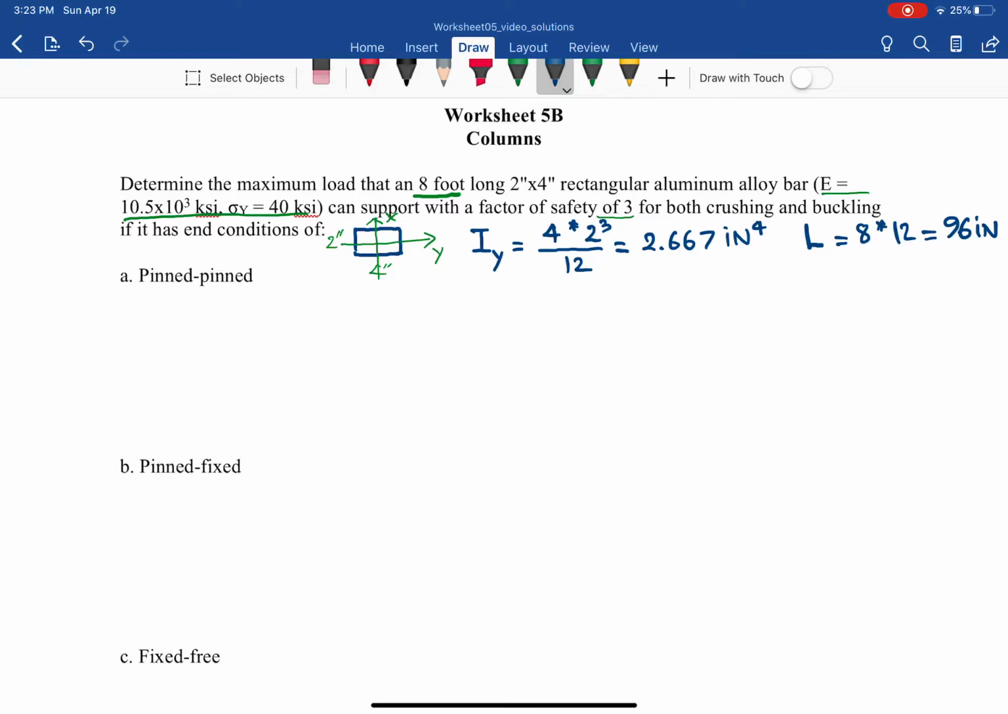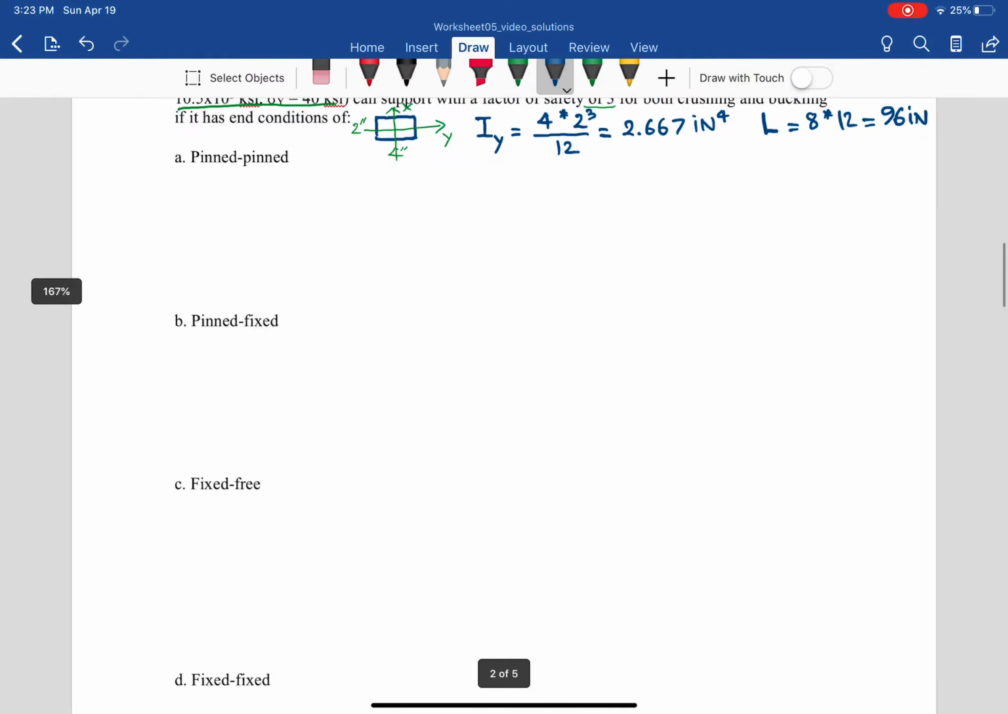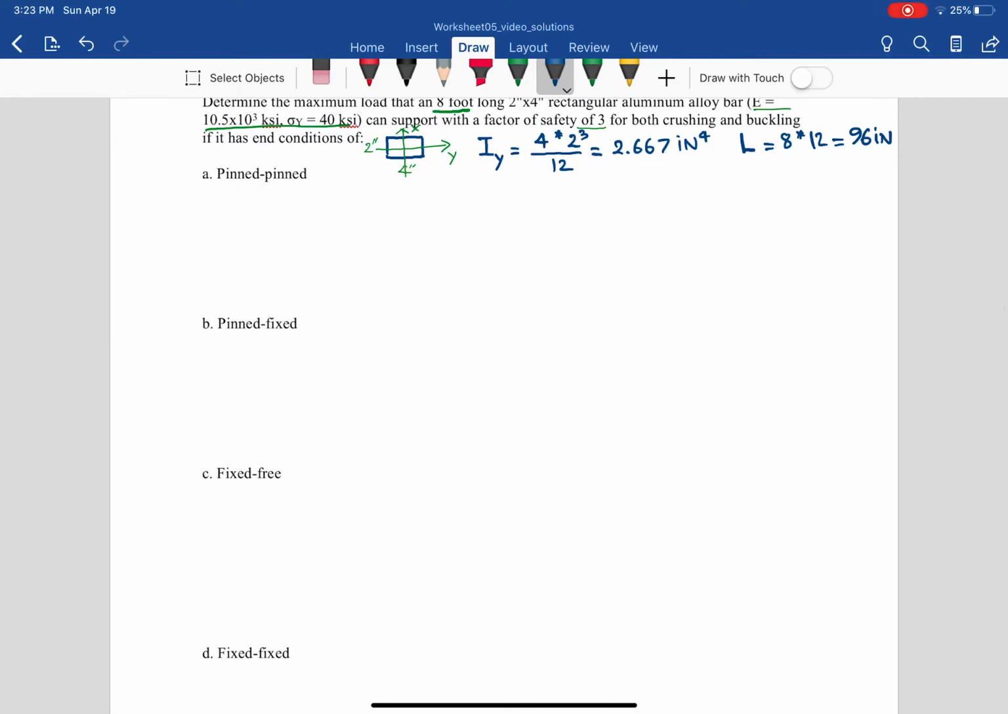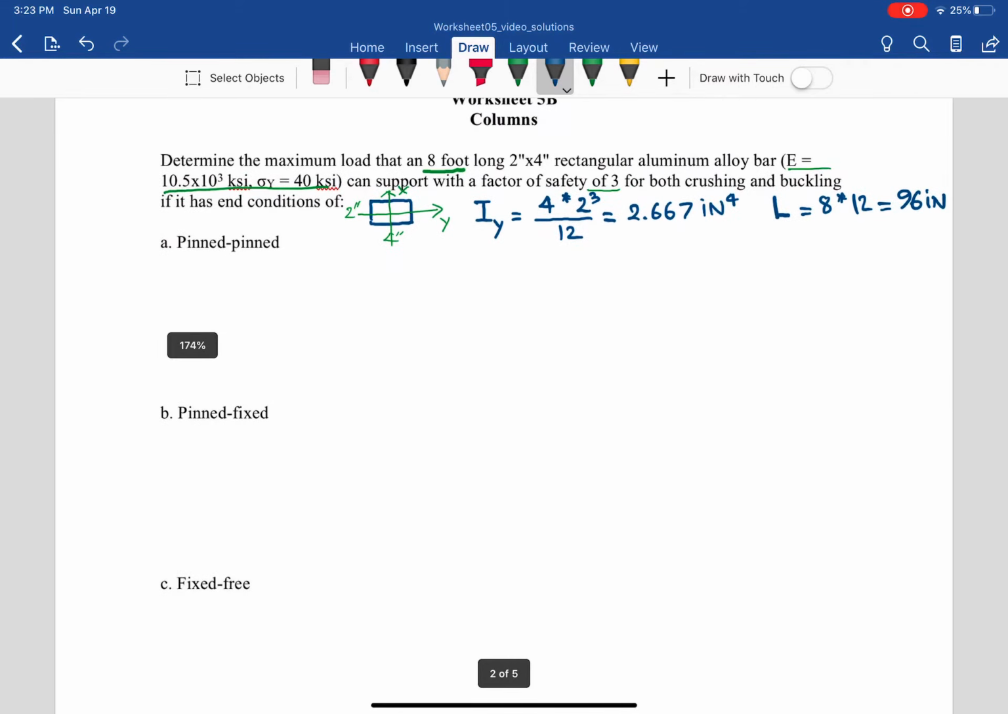As you can see, for the yielding, it only depends on the cross section and the material. So with that, we will determine it later for all 4 scenarios of end condition. They will have the same failure load for yielding. So let's talk about buckling first for each scenario. From that, we can go ahead to find out the critical load for each of them.